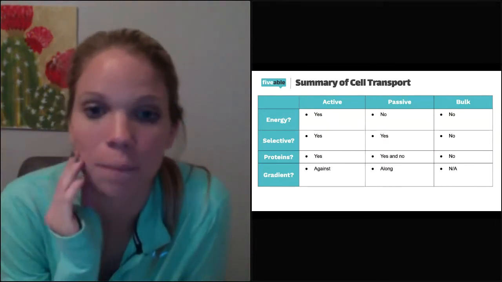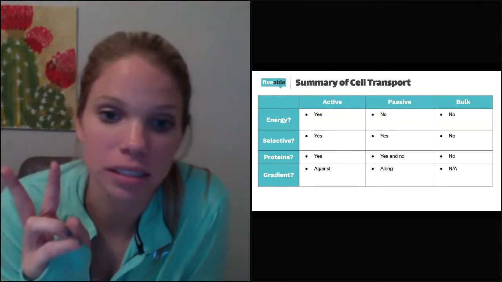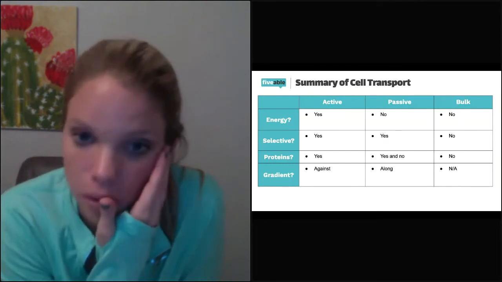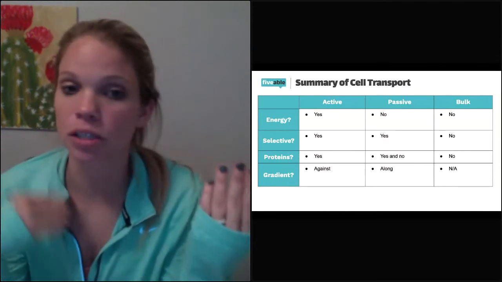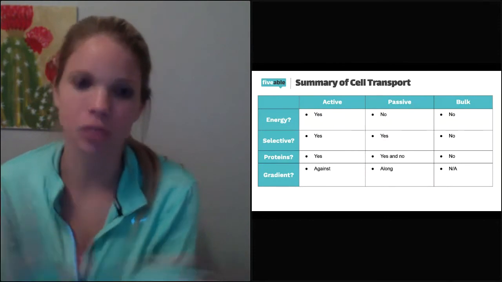So, okay. The main things you need to get out of this: what takes energy, what uses the selective membrane, which ones use proteins, and which ones follow the gradient. So active and passive transport obviously are going to be opposites. Active requires energy, passive does not. Bulk transport also is not going to require energy because all it's doing is going.